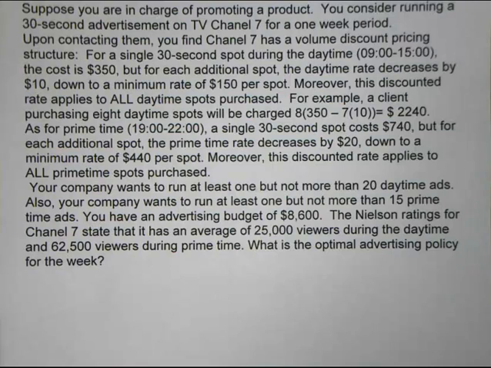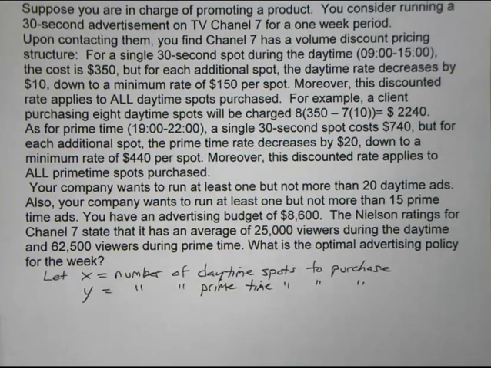Okay, let's see. Variables that we were going to need to model this question. Well, most obviously would probably be to let X be the number of daytime spots to purchase and let Y be the number of primetime spots to purchase. Another very important quantity, the most important quantity perhaps, is the number of views. That would be the basis on which we would evaluate the effectiveness of the advertising here, just like in YouTube. So let's go ahead and we'll let V equal the number of views.